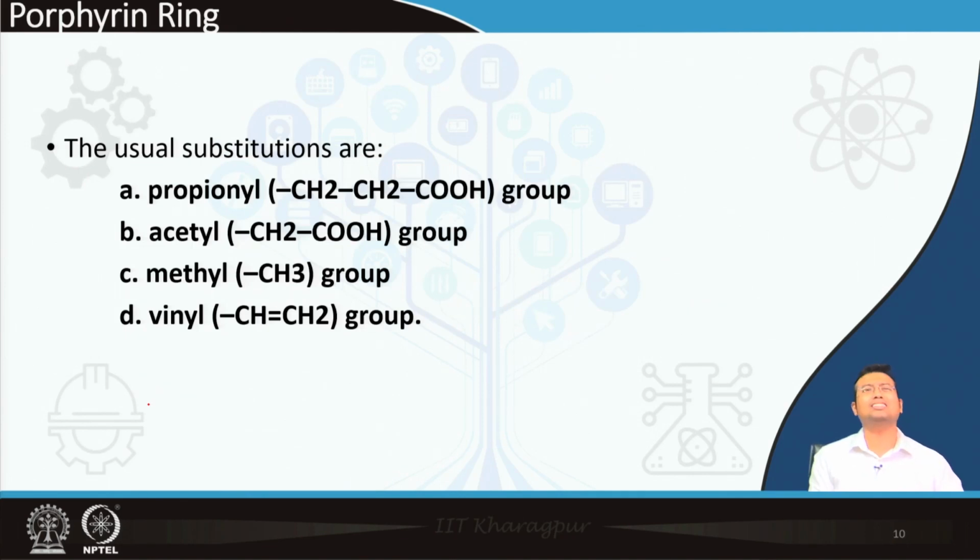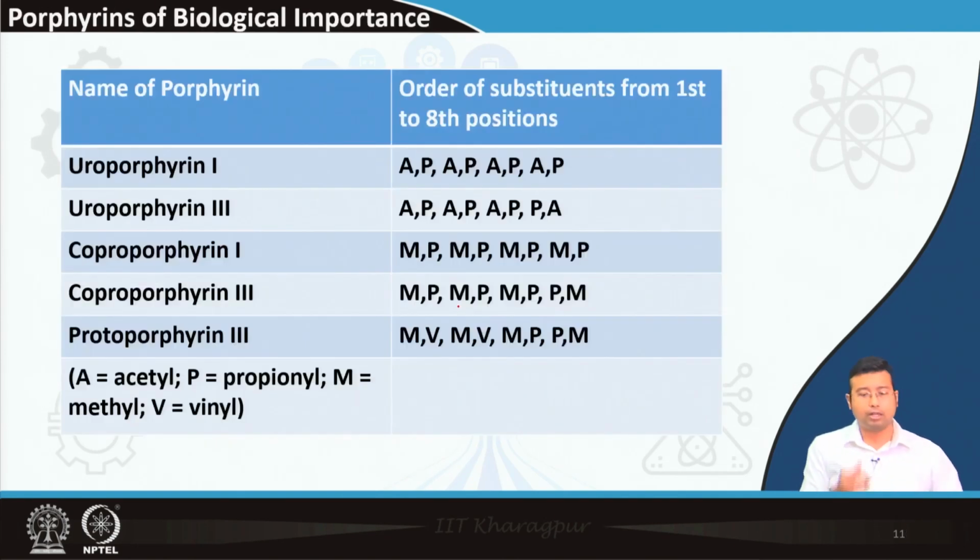So, what are the substituent groups? What groups can be placed in positions 1 to 8? These are the ones: propionyl, acetyl, methyl and vinyl. They are often abbreviated as P, A, V and M. We will see that very soon. Depending on the order of substitution from 1 to 8, this is the nomenclature, and there can again be multiple isomers or forms of this porphyrin. For heme synthesis, these are the intermediates that are required and these are the substitutions.